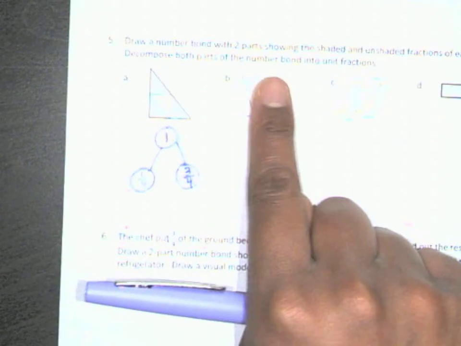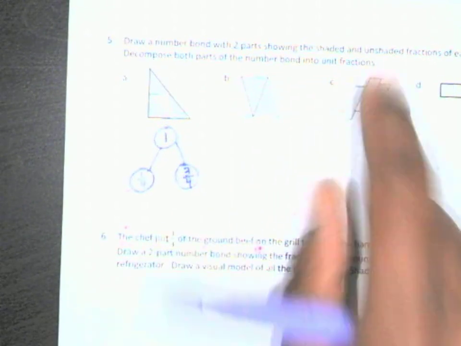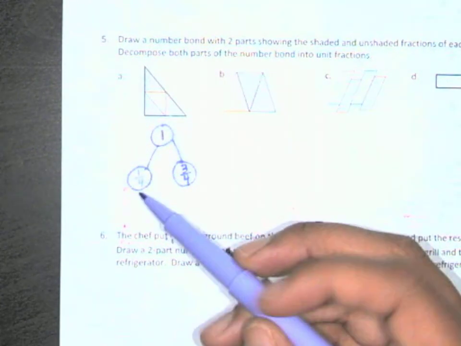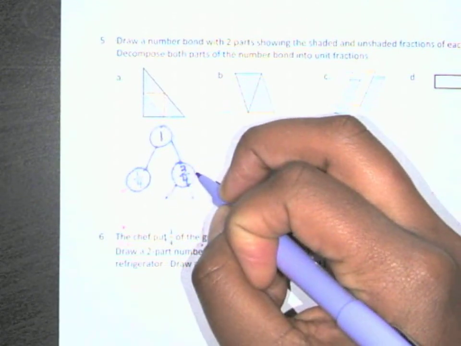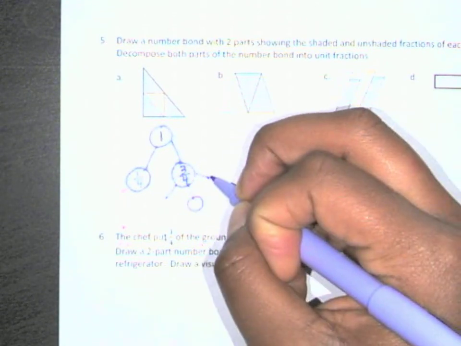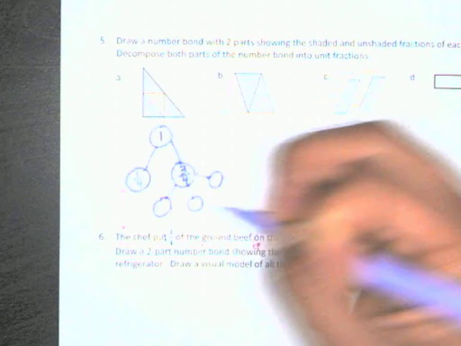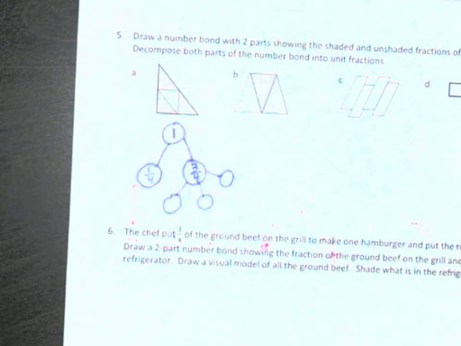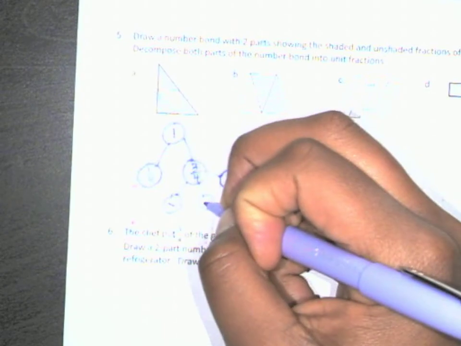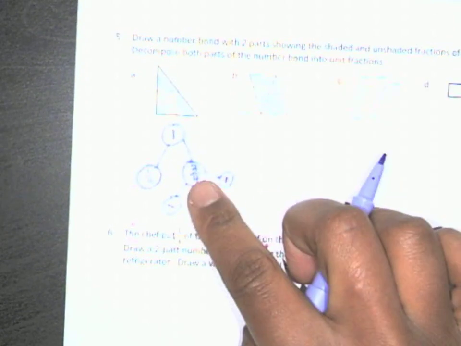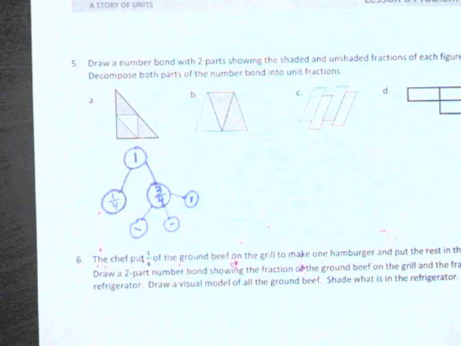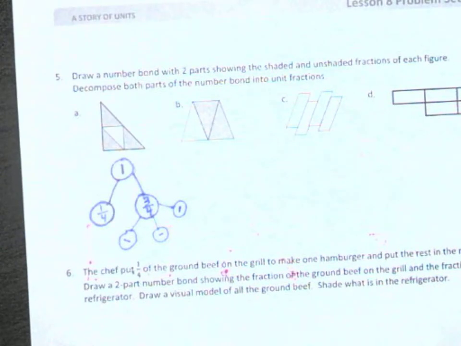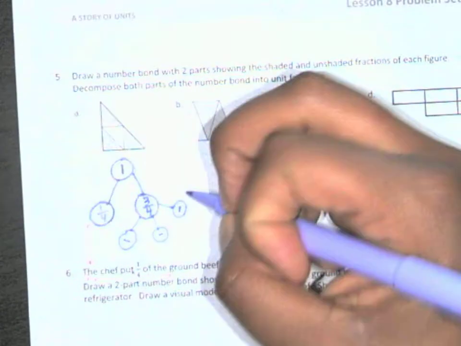Okay. So next it says decompose both parts of the number bond into unit fractions. So what you are going to do next is break down this 3 out of 4 even smaller. You're going to break it into 3 pieces or 3 parts. If I had to break down these 3, what would they be? Do you know? If I had to write fractions in each of these to represent this part of the number bond, what would it be? That's right, it'll be 1/4 all the way around.